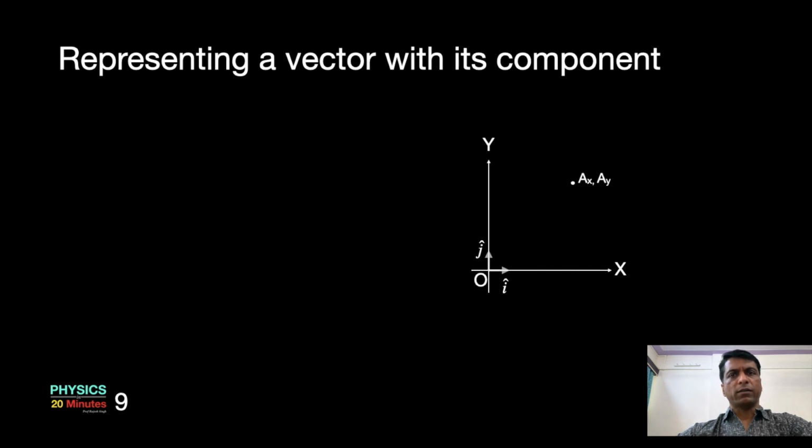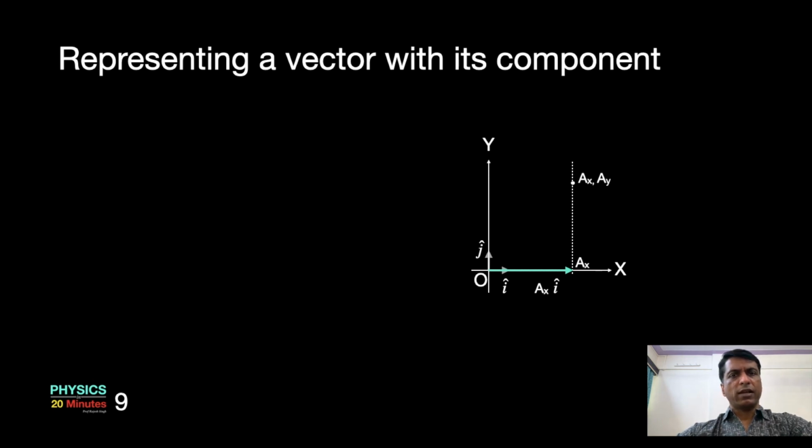Let a point in the plane be (ax, ay). From the point, you drop a perpendicular to the x axis. The intersection is ax. Now if I draw a vector from the origin to the point ax, then this vector can be written as ax î.